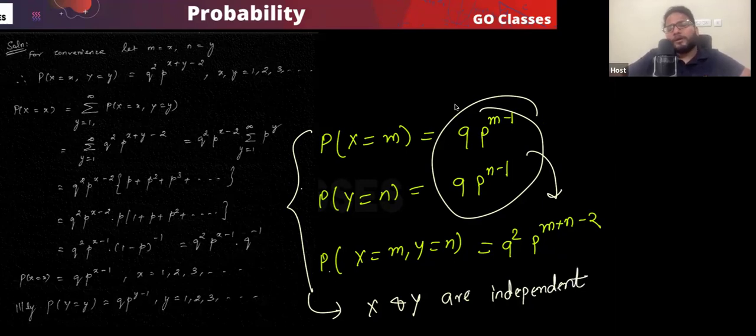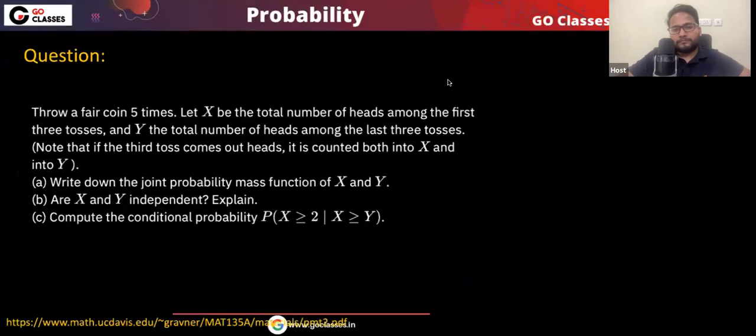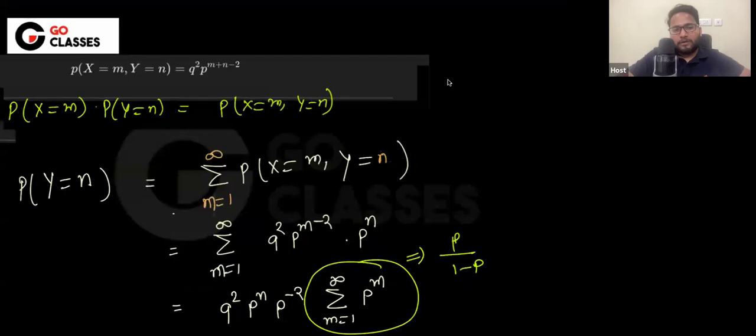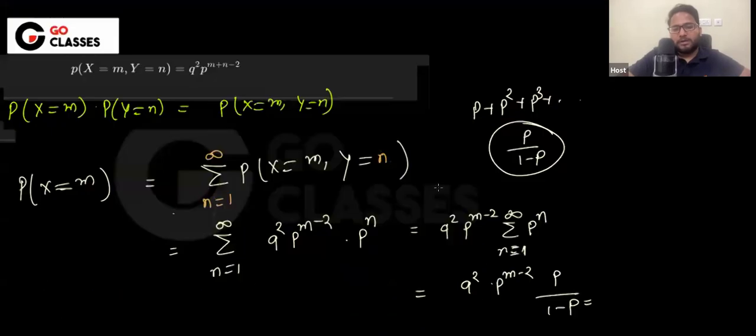Okay. So this was a very good question. I think you understood this, right? Hopefully you understood this. So how to solve this question? You just need to find out the individual probabilities. Okay, cool. Was there any other part? No, this is the only thing they're asking. Okay.